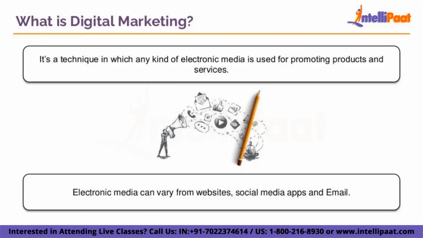Now, in short, anything that you see online as an advertisement that requires your internet usage is digital marketing. Electronic media can vary from websites, social media apps, and email. As you might have come across earlier, we see ads on different websites. If you go to social media apps like Facebook, Instagram, LinkedIn, Twitter, TikTok, anywhere, you see ads there as well. Even promotional emails: you get ads in your email inbox as well. All of them comprise different forms of digital marketing.